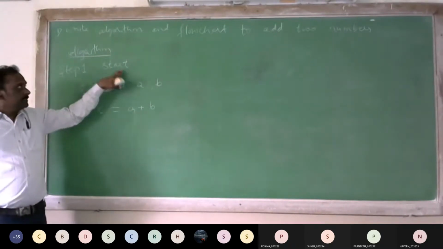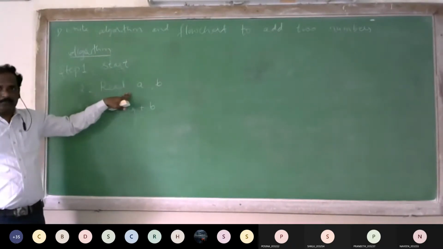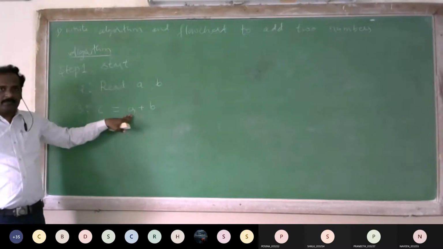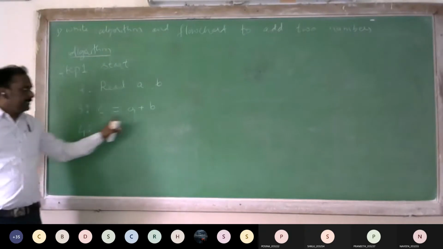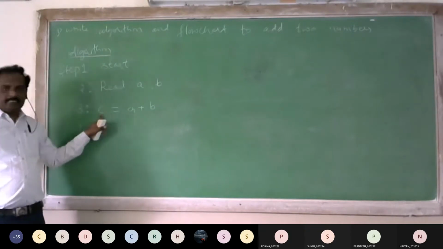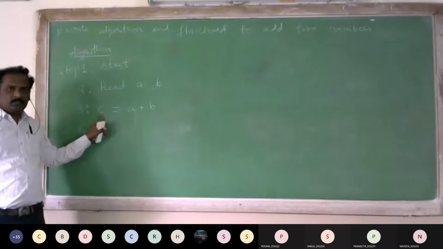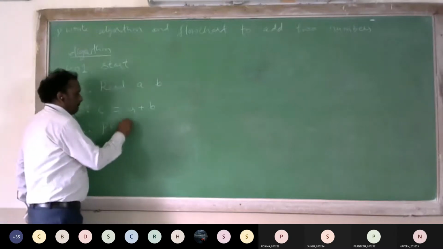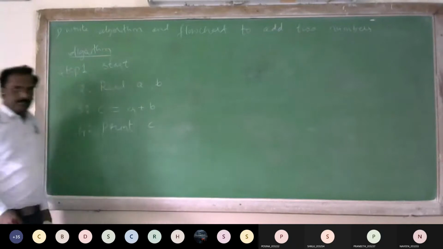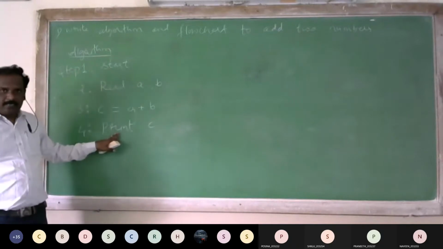This is the start symbol. Start. What are the inputs required for solving our problem? What is the problem to be solved? Calculation part. Now C contains the addition of 2 numbers. Now I have to display this onto the monitor. So I can use print C. Yesterday I had written display.